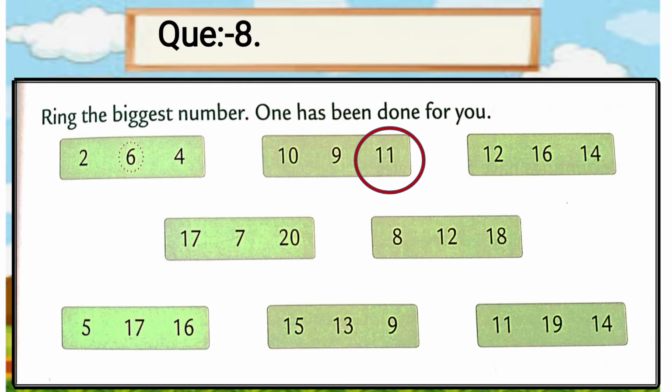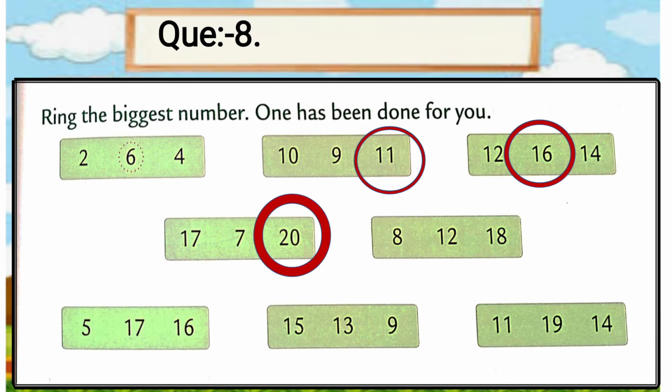Afterwards there comes 12, 16 and 14. So we can say that 16 is the biggest number and we have to make a circle around it. Next 17, 7 and 20. So we can say that 20 is the biggest number. We have to make a circle around it. I hope you all are understanding the concept.